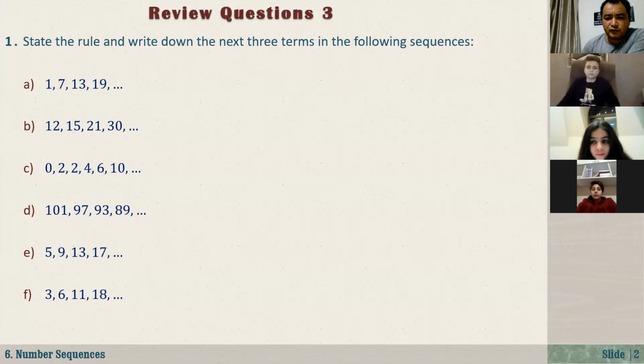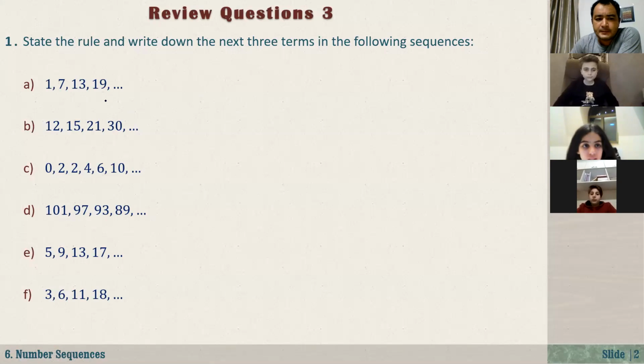You should be a bit fast. Selin, let's start with you. Now you know how to answer number sequence questions. You have to state the rule and write down the next three terms in the following sequence. You just state the rule and tell me the next three terms. I'll write it down for you. Okay, Selin, let's start with you.